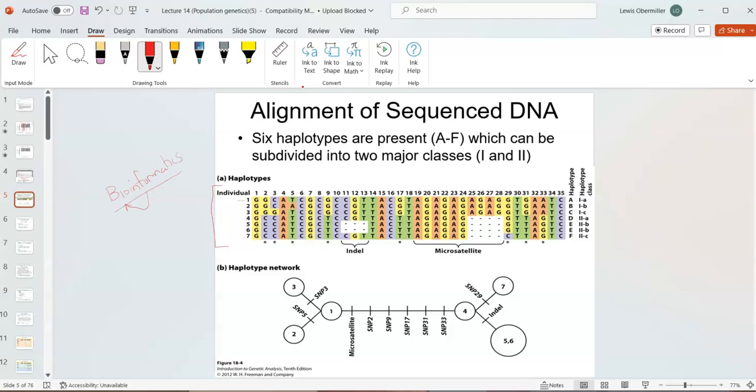So we're just lining up sequences between different individuals. We have 7 individuals.